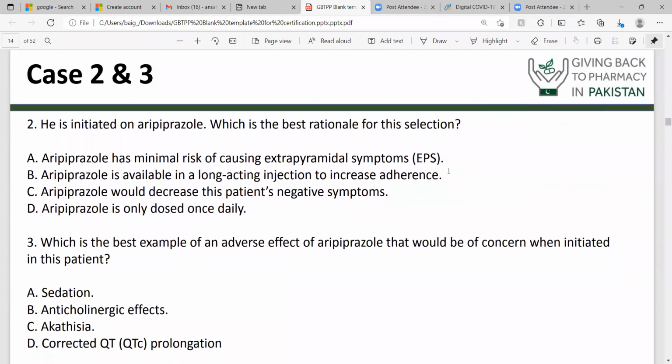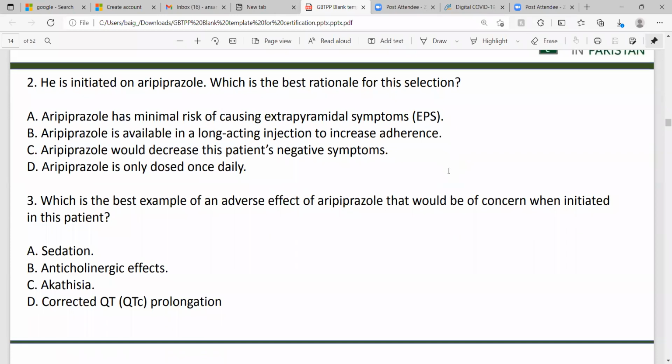Then question number 2: he's initiated on aripiprazole, which is the best rationale for this selection? Options are: A, aripiprazole has minimum risk of causing extrapyramidal side effects. B, aripiprazole is available in a long-acting injection to increase adherence. C, aripiprazole would decrease this patient's negative symptoms. And D, aripiprazole is only dosed once daily.